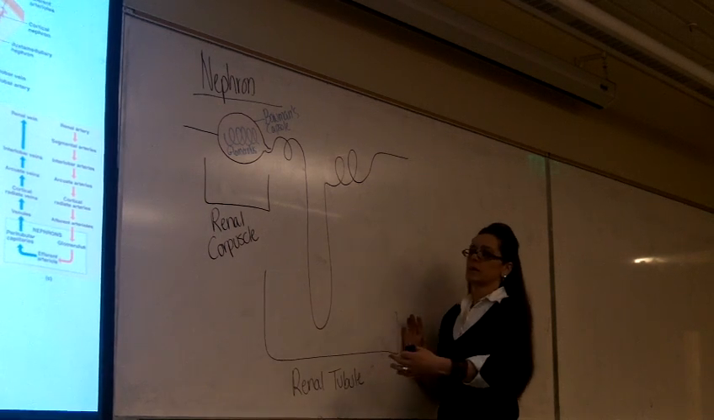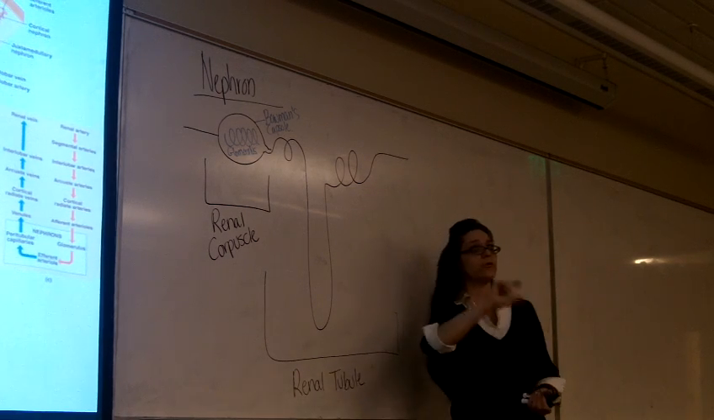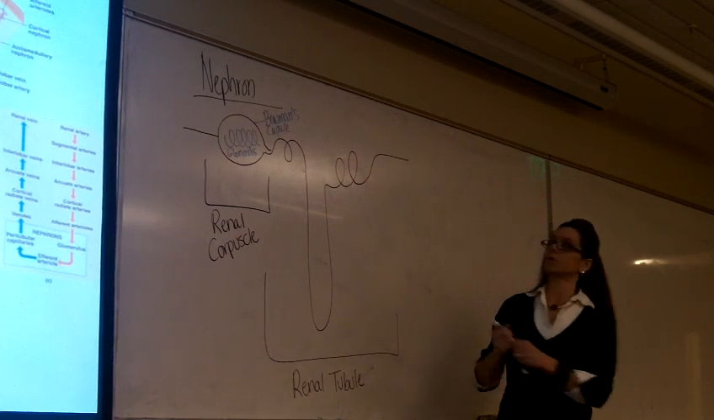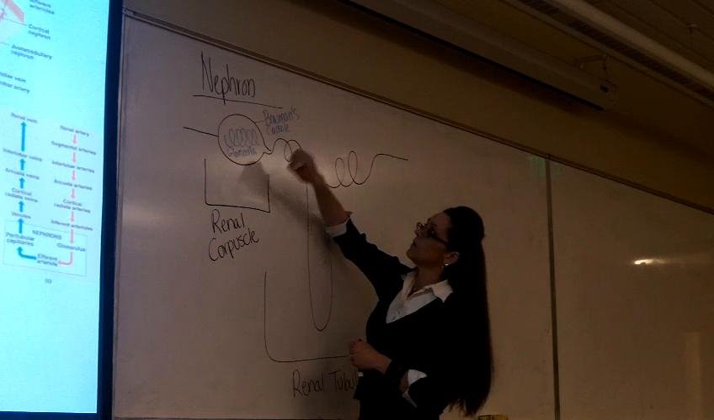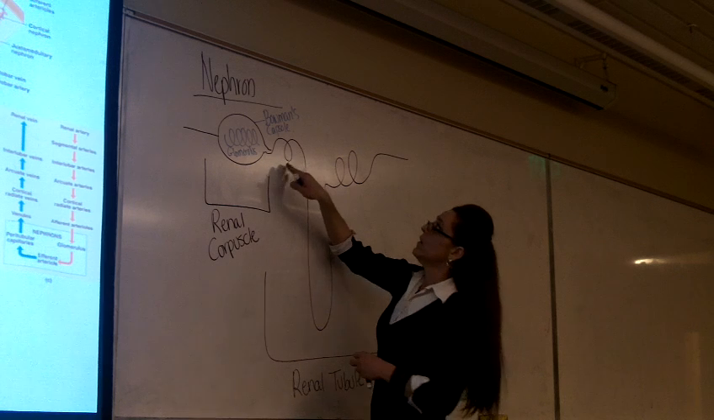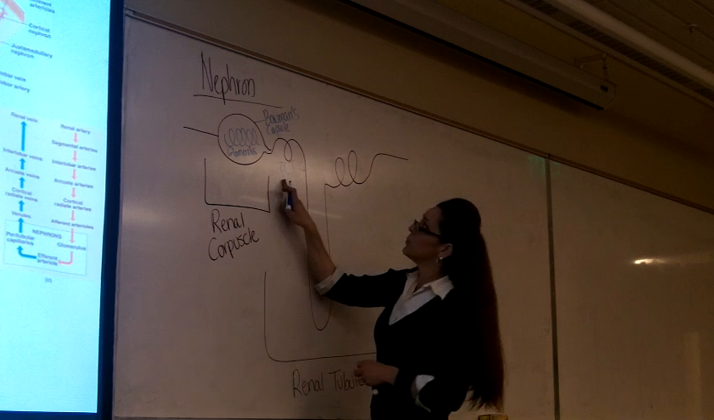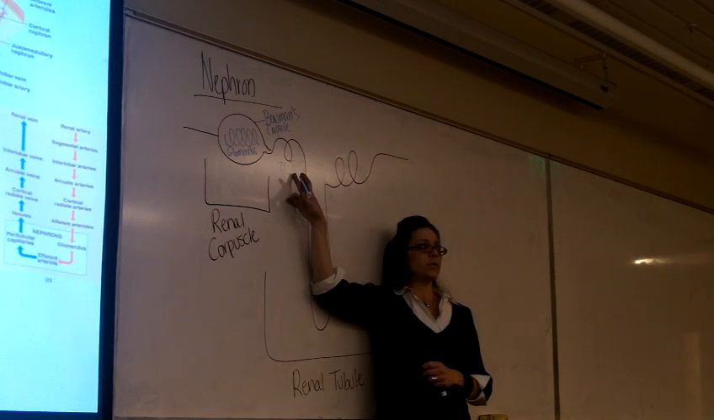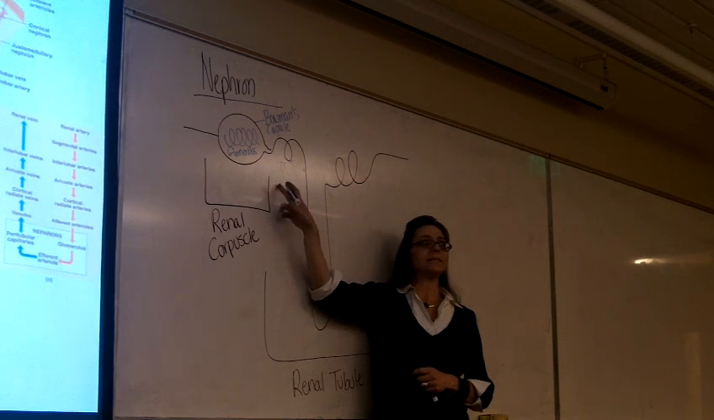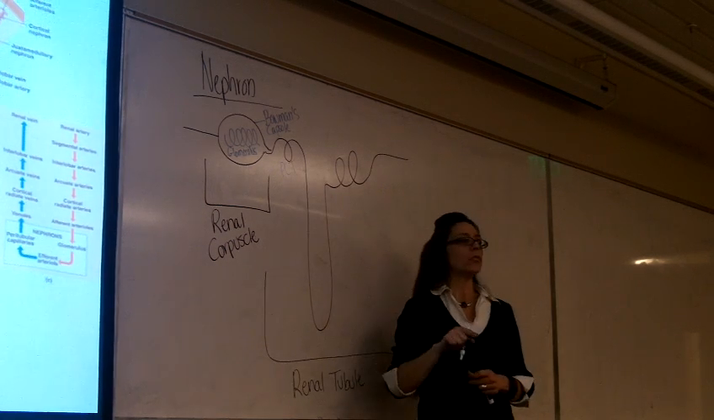Then the second part of the nephron is called the renal tubule, which is just a tube that this fluid is going to travel through. And there are different parts of the renal tubule. You have the first part that comes off of the corpuscle, comes off of Bowman's capsule. The first part is called the PCT, proximal convoluted tubule. Proximal because it's closest to Bowman's capsule, PCT. Then we go into this loop called the loop of Henle.